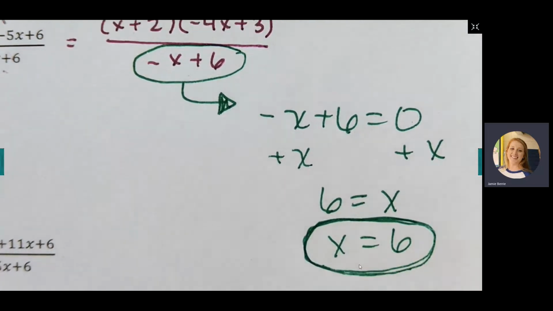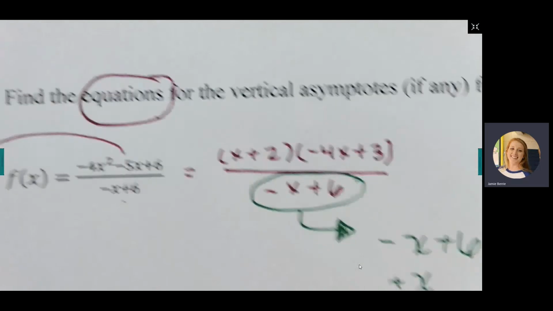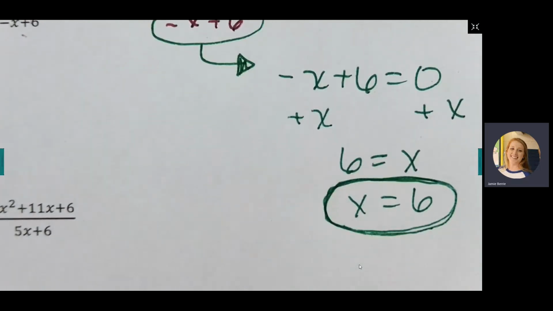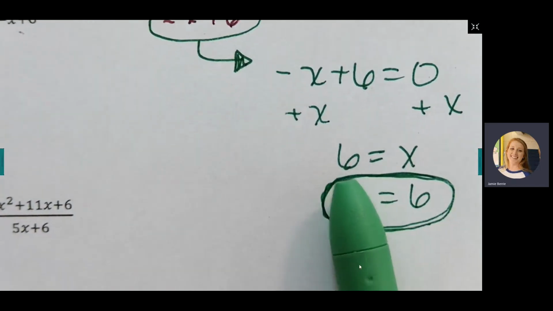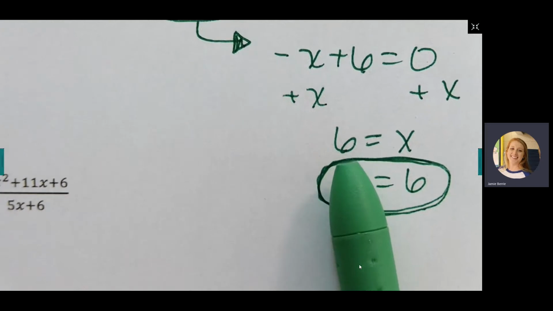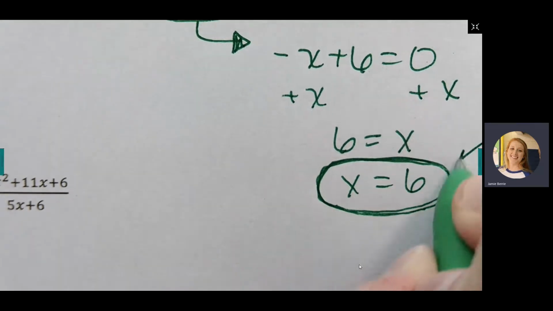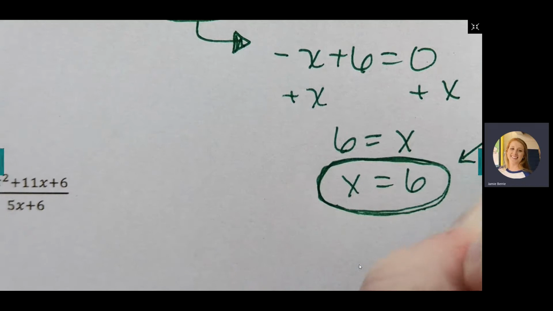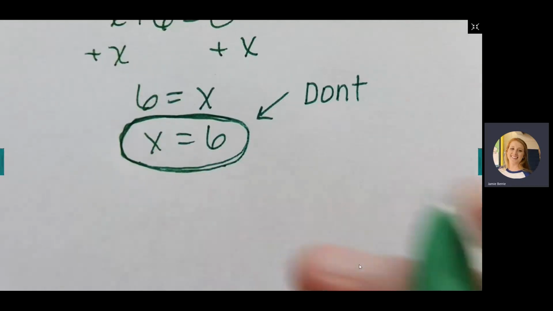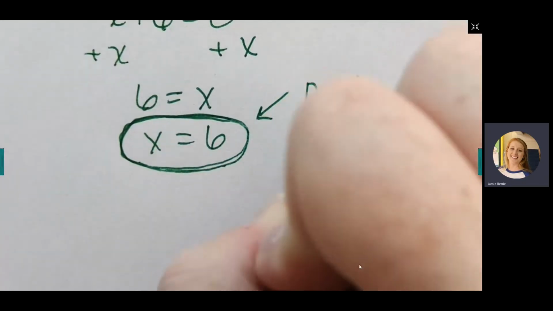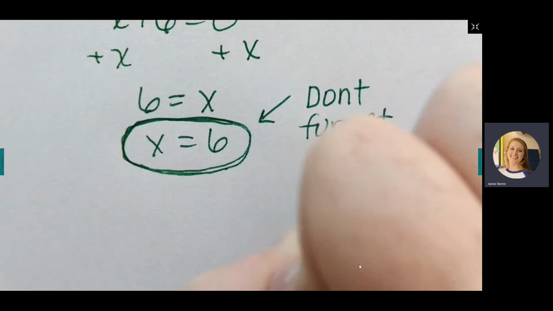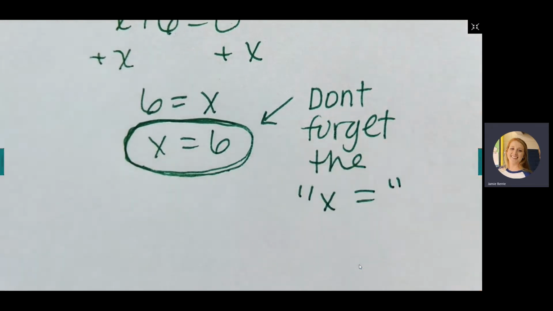Now, I told you in the beginning, I said this word equation is really important. That's because if you just write 6 as your answer, I'm going to have to count it wrong. Because that's not an equation, that's just a number. So you have to have the x equals in there because that's what makes it an equation. So don't forget the variable, or we'll just say don't forget the x equals part.